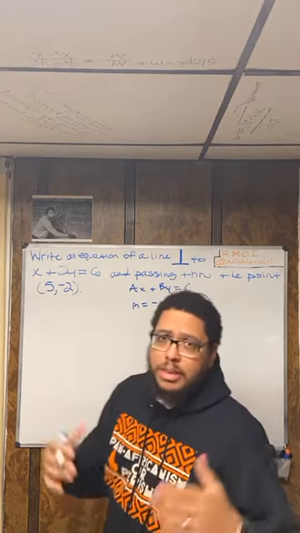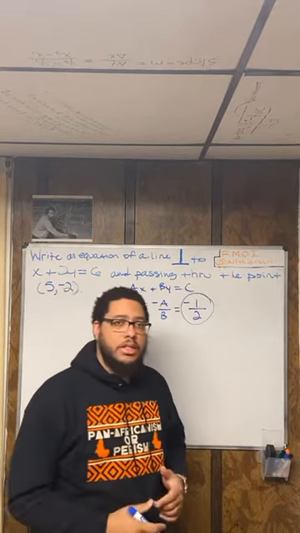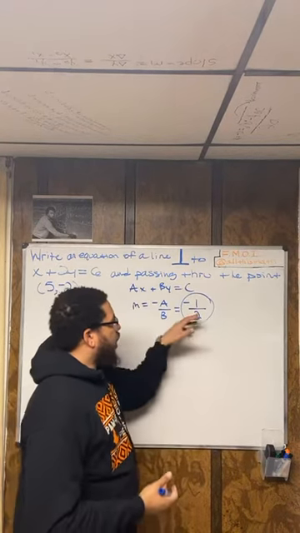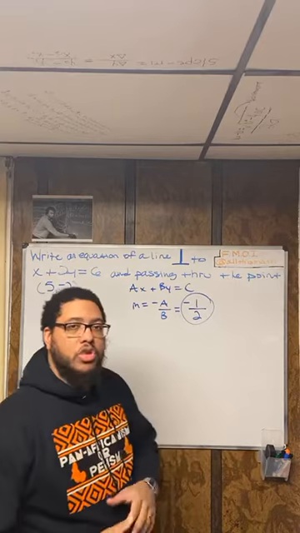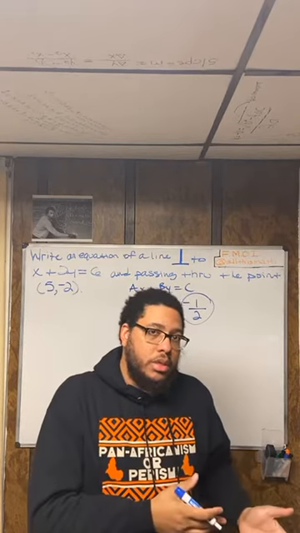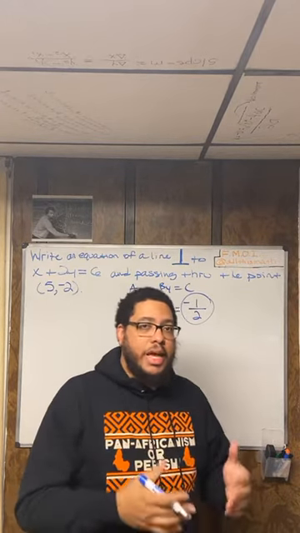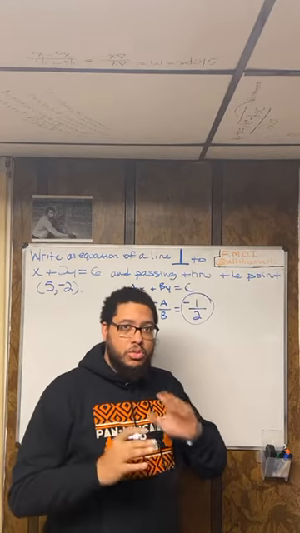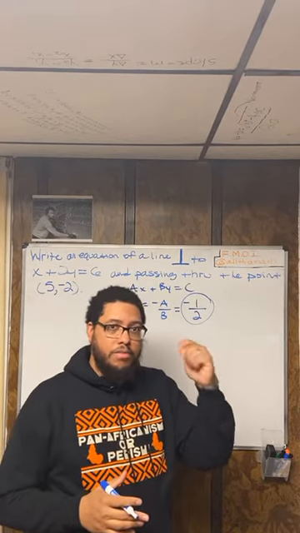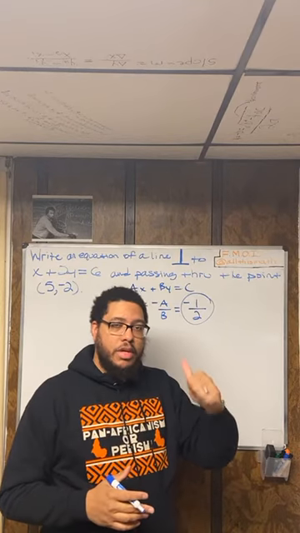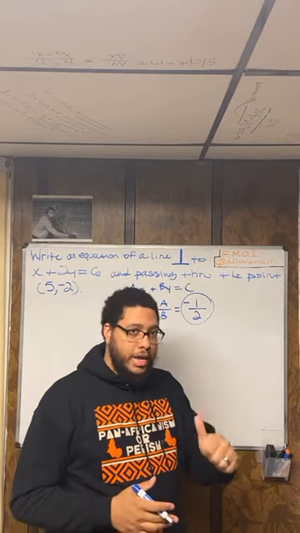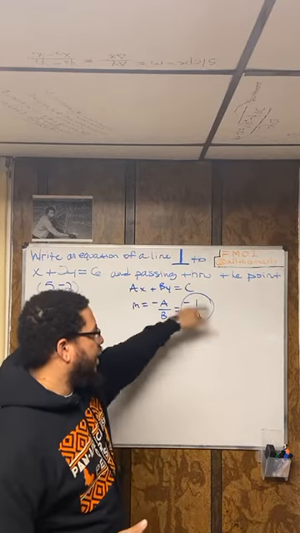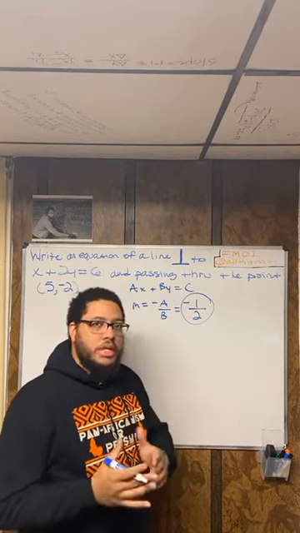When lines are perpendicular to each other, the slopes have a certain special relationship. If the slope of this line is negative 1/2, the slope of the other line that's perpendicular to it is going to be the negative reciprocal of this slope. Two things: negative and reciprocal. So what does that mean? That means I have to take this negative 1/2 and do a couple things to it.